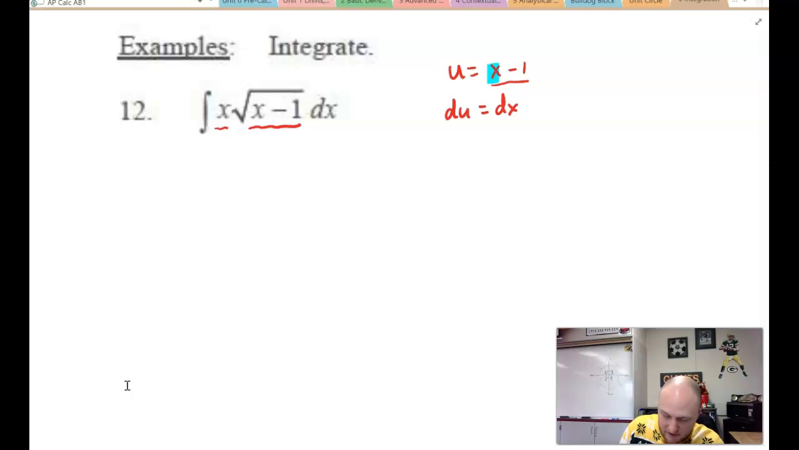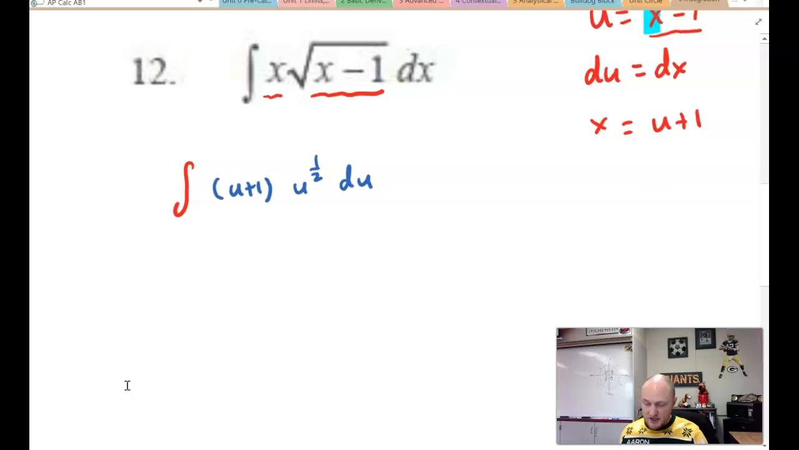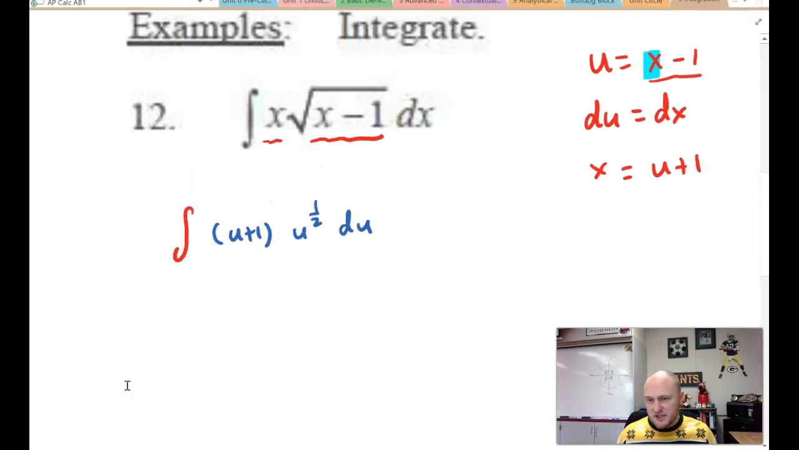So here's x. Okay, if I want to isolate that, I can add 1 to both sides, and we get x is equal to u plus 1. Okay, so here is the whole substitution piece. So the integral of, I have x, that's now going to be u plus 1. And then x minus 1, that is just u, right? Square root of x minus 1, square root of u. I'm going to call that power 1/2. Okay, and then dx here is just du. So there's my substitution. I substituted each of these pieces.